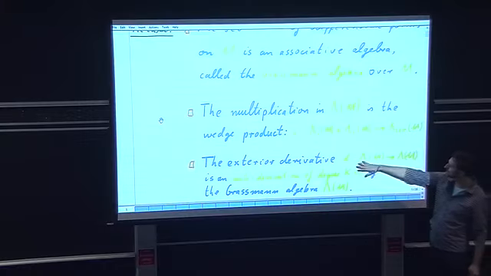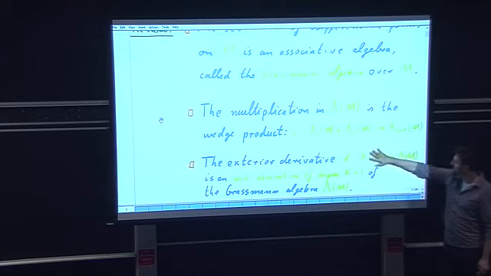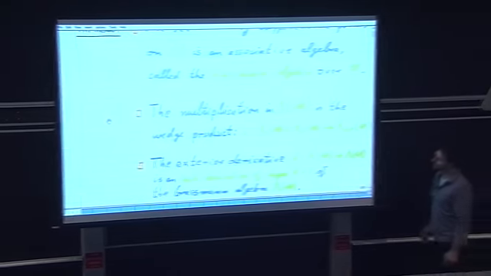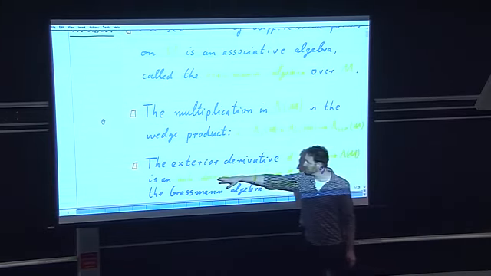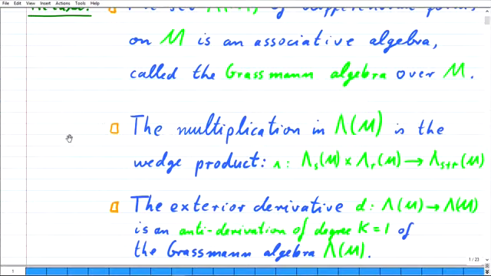Then we define the exterior derivative. The exterior derivative maps differential forms into differential forms. It is an anti-derivation, which means sometimes it obeys the Leibniz rule, but sometimes with an extra minus sign. It's an anti-derivation of degree k equal 1, which means that it increases the degree of a differential form by 1. If you apply the anti-derivation d onto an R form, you get an R plus 1 form.